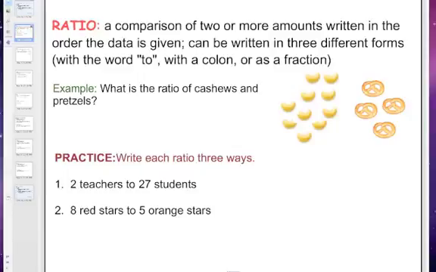So let's say I'm eating snack one day and here's kind of an arrangement of snacks. I have cashews and pretzels and I want to know what is the ratio of cashews and pretzels. So first it's important to note the order. Cashews number would always come first, followed by the pretzels number. So I can write it using the word to, 10 to 4, the ratio of cashews to pretzels. I can use a colon to write the number, 10 colon 4, or I could write it as a fraction, 10 over 4.